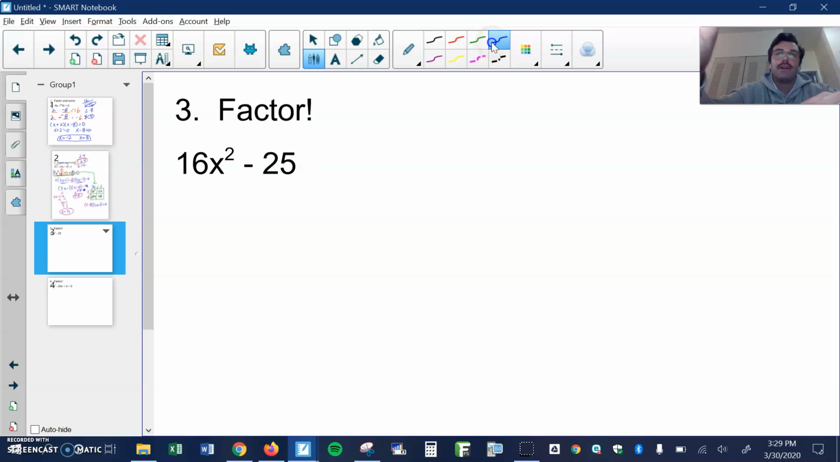Here we go. Now we're going to factor number 3. Just factor, no solve. So we're going to cut out the last part where we set each term equal to 0.